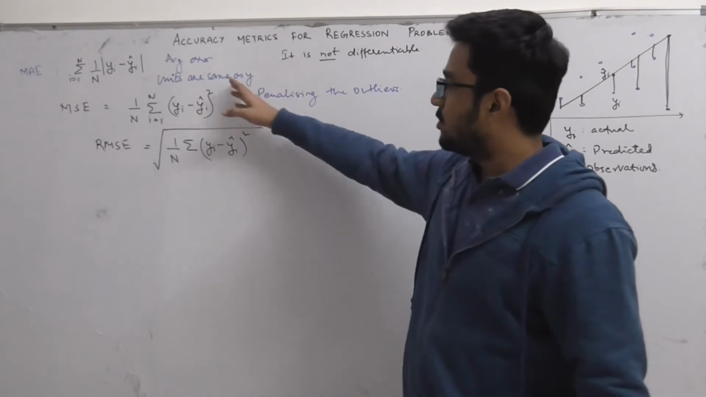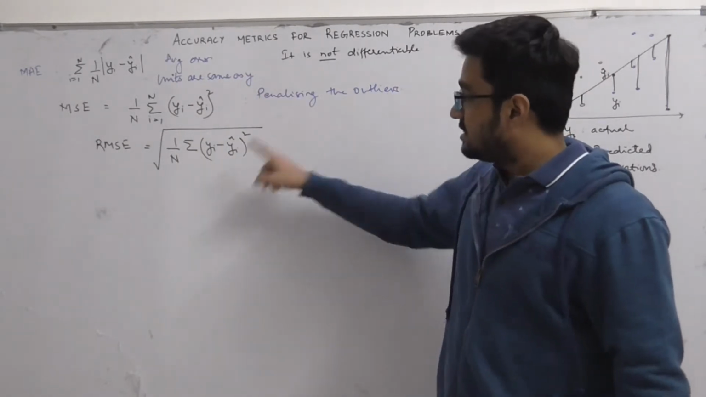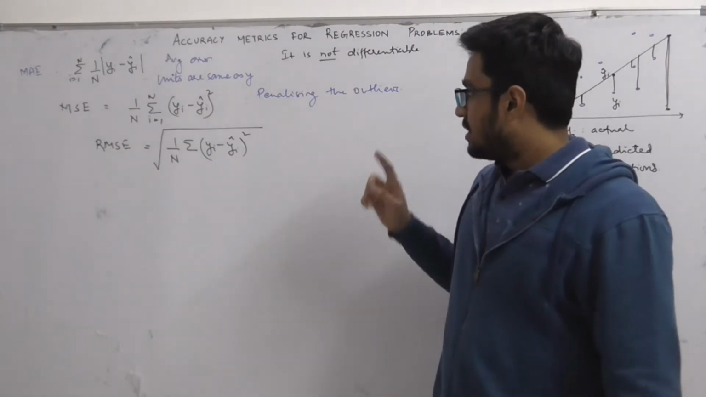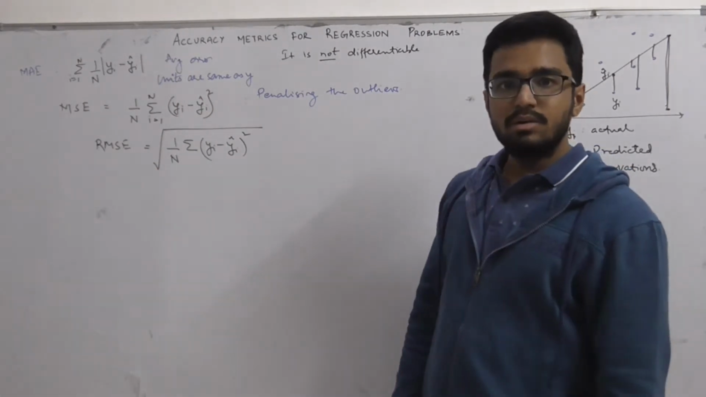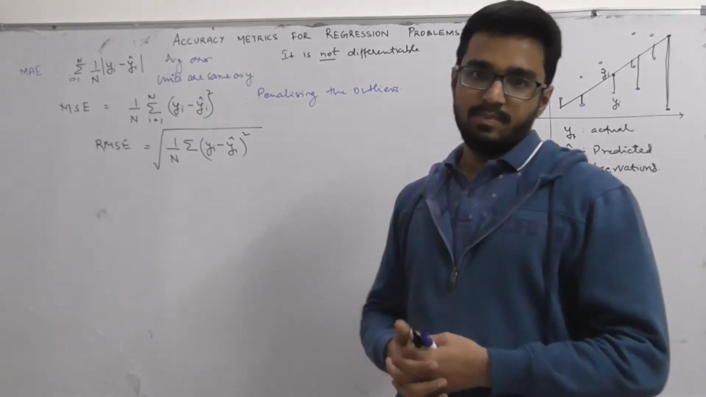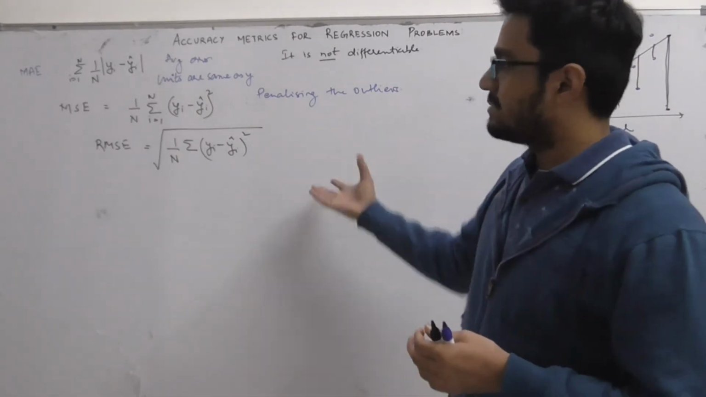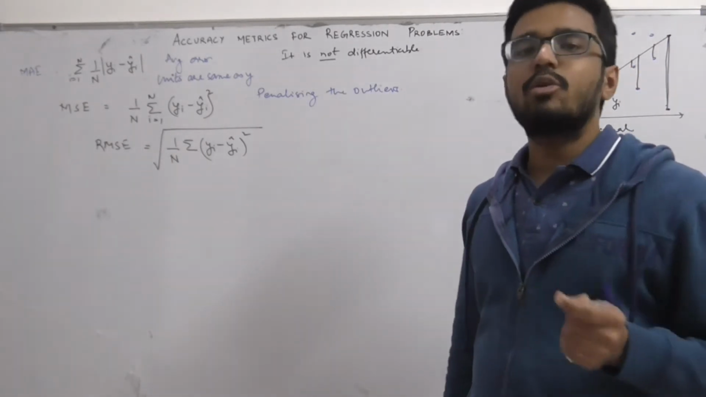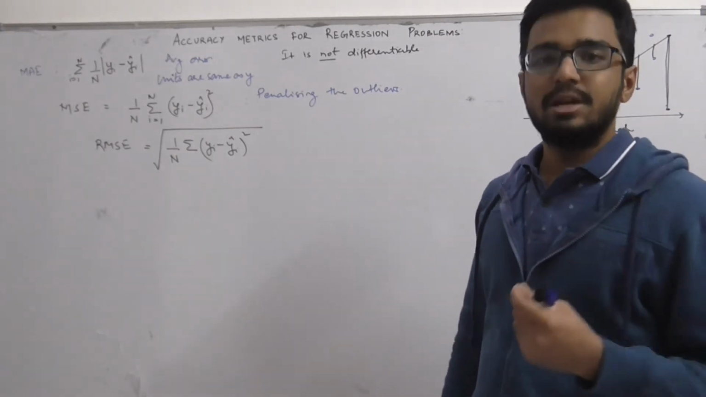The average error thing, units are the same. It is differentiable. It is penalizing the outlier also. Now we have also heard that there is a metric called R square. So why do we need R square when RMSE is satisfying all the things? There is one drawback of interpretability.